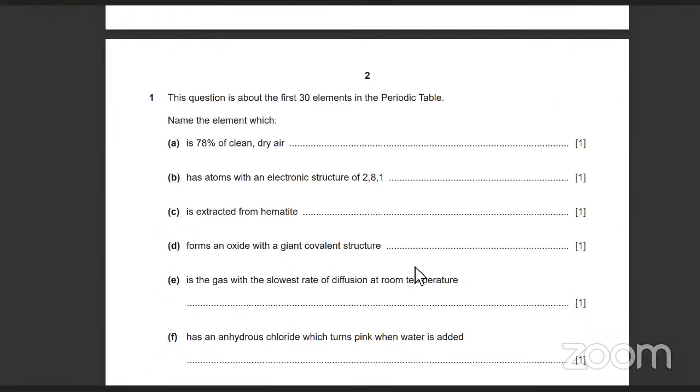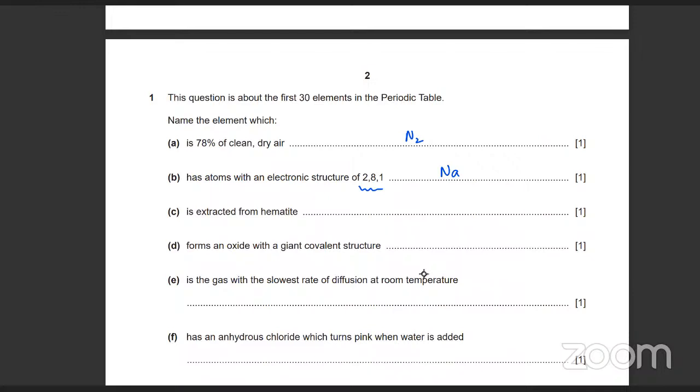Starting with the first part, 78% of air. Okay, let's try and be very quick. 78% of clean, dry air, what is it? Nitrogen. Okay, that's nitrogen. Whose electronic configuration is 2,8,1? Keep a periodic table with you. 2,8,1. It's got a total of 11 electrons. Sodium. That's sodium.